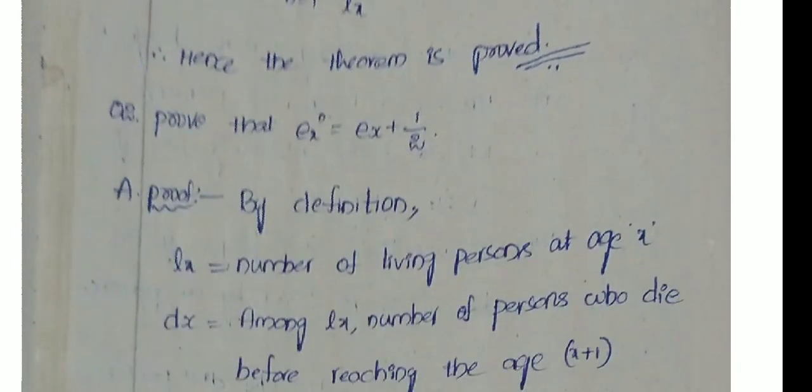Similarly, we can substitute that and cancel it, and we will get the answer. And another theorem for e_x power 0, the complete expectation of life, that is e_x plus half.